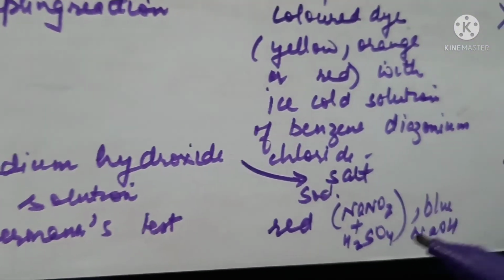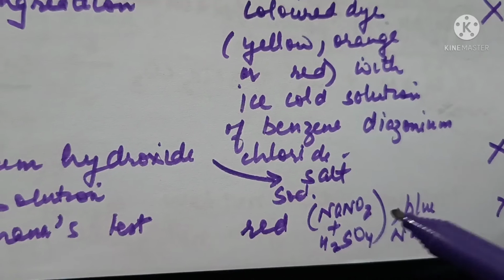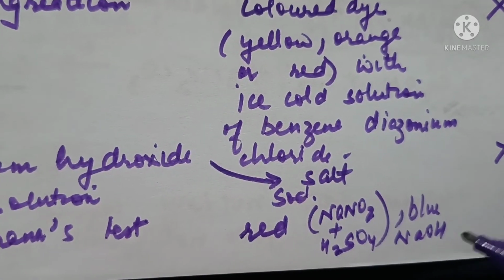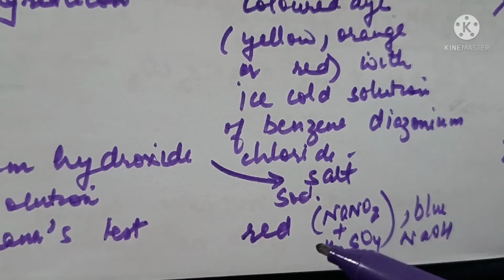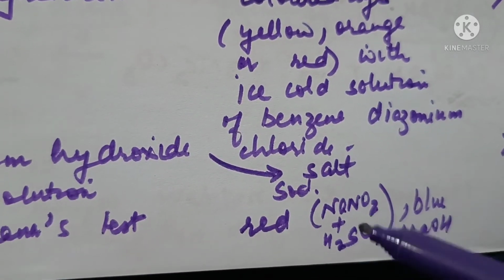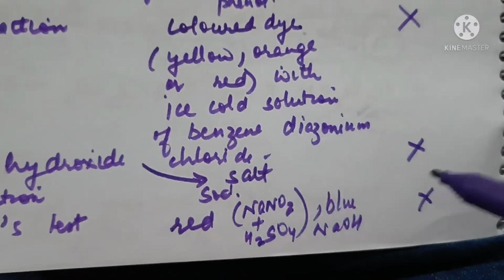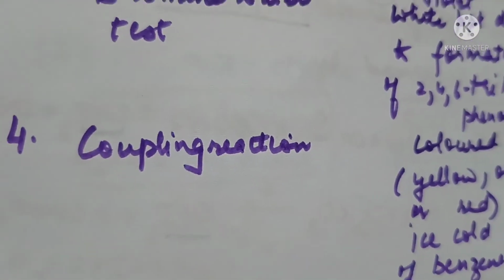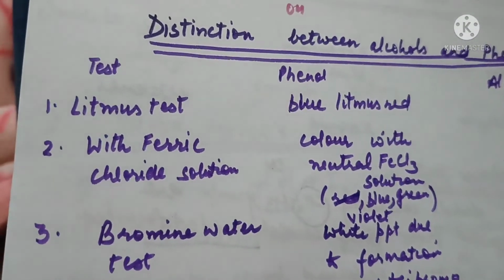In Liebermann's test, phenol gives red coloration with nitrous acid and blue coloration with NaOH after the red coloration with nitrous acid, but alcohols do not give this test. So on the basis of these tests, we can distinguish between alcohols and phenols.